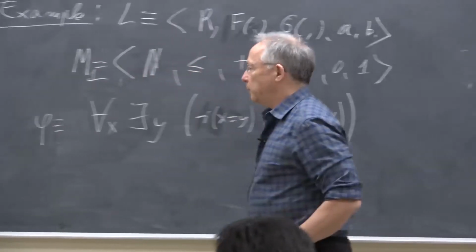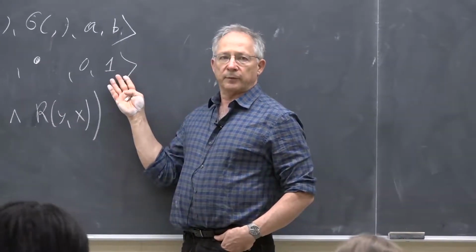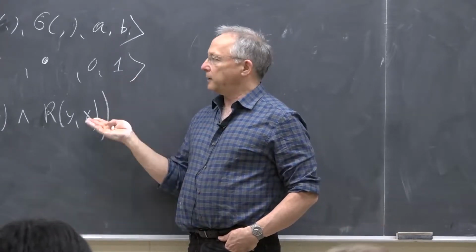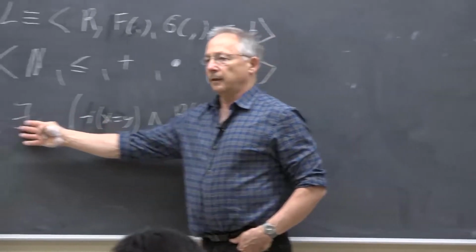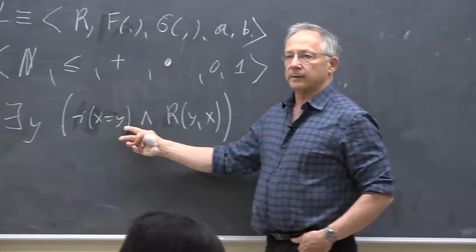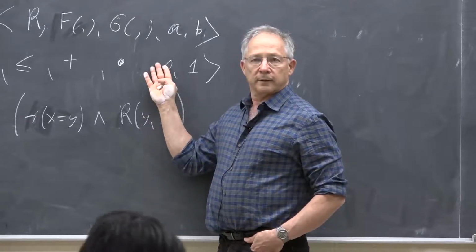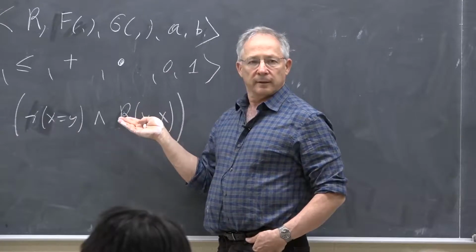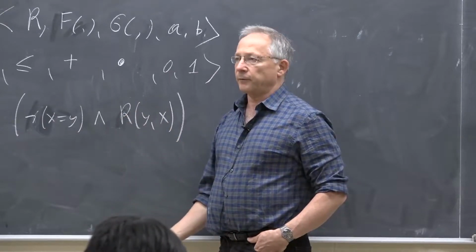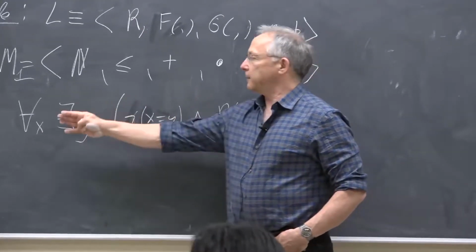And now I want to know, does this formula get the value true or false in this structure? So what does this formula intuitively say? It says for every x, I have a y which is different than x and is smaller than x. So is this true or false in this structure? It's false. Why is it false? Because we have one x that will not satisfy it, and this is the x which is 0.